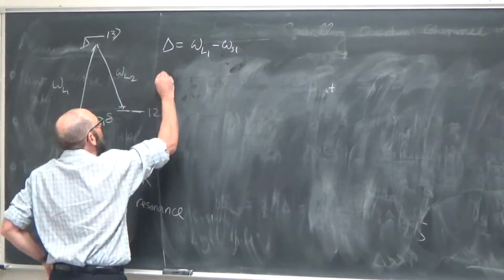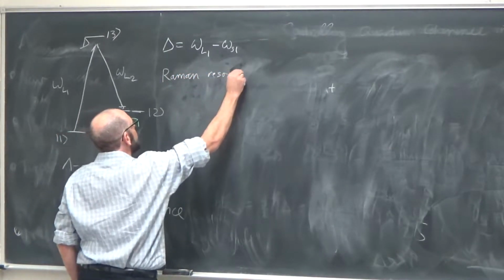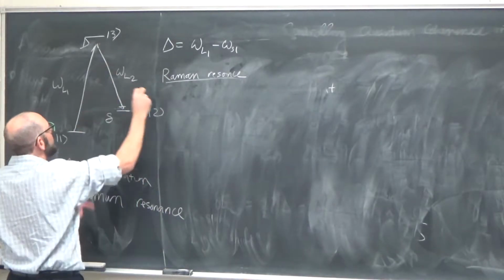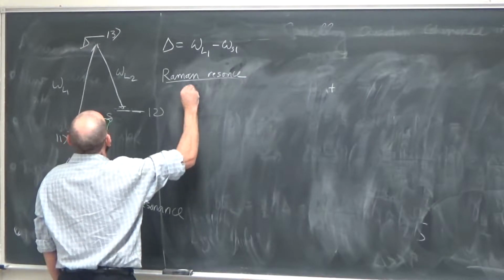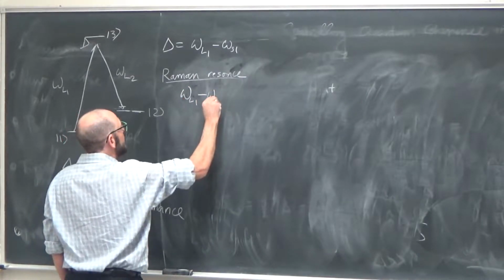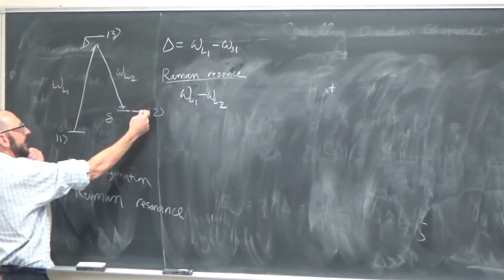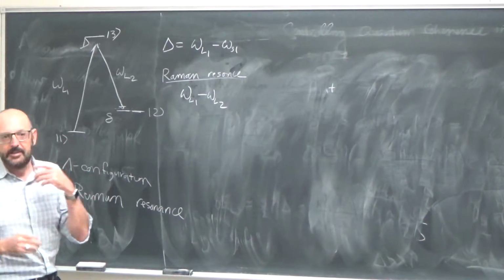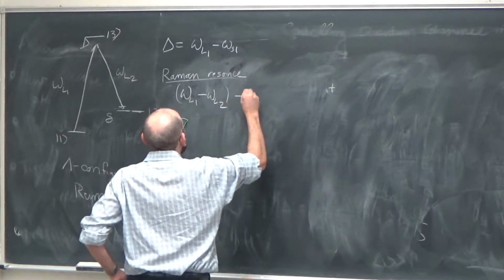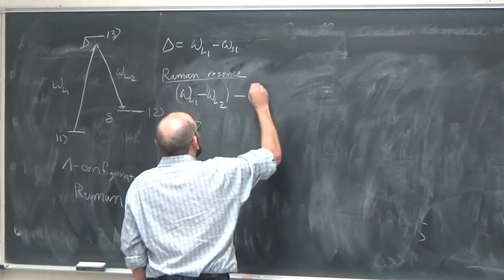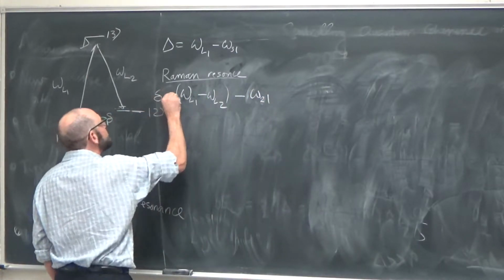And then I have what I call Raman resonance. If the difference between the two, omega L1 minus omega L2, is equal to the energy difference between E2 and E1, then I'm on Raman resonance, or 2-photon resonance. Okay? And the difference between that and this is what I'm calling little delta.